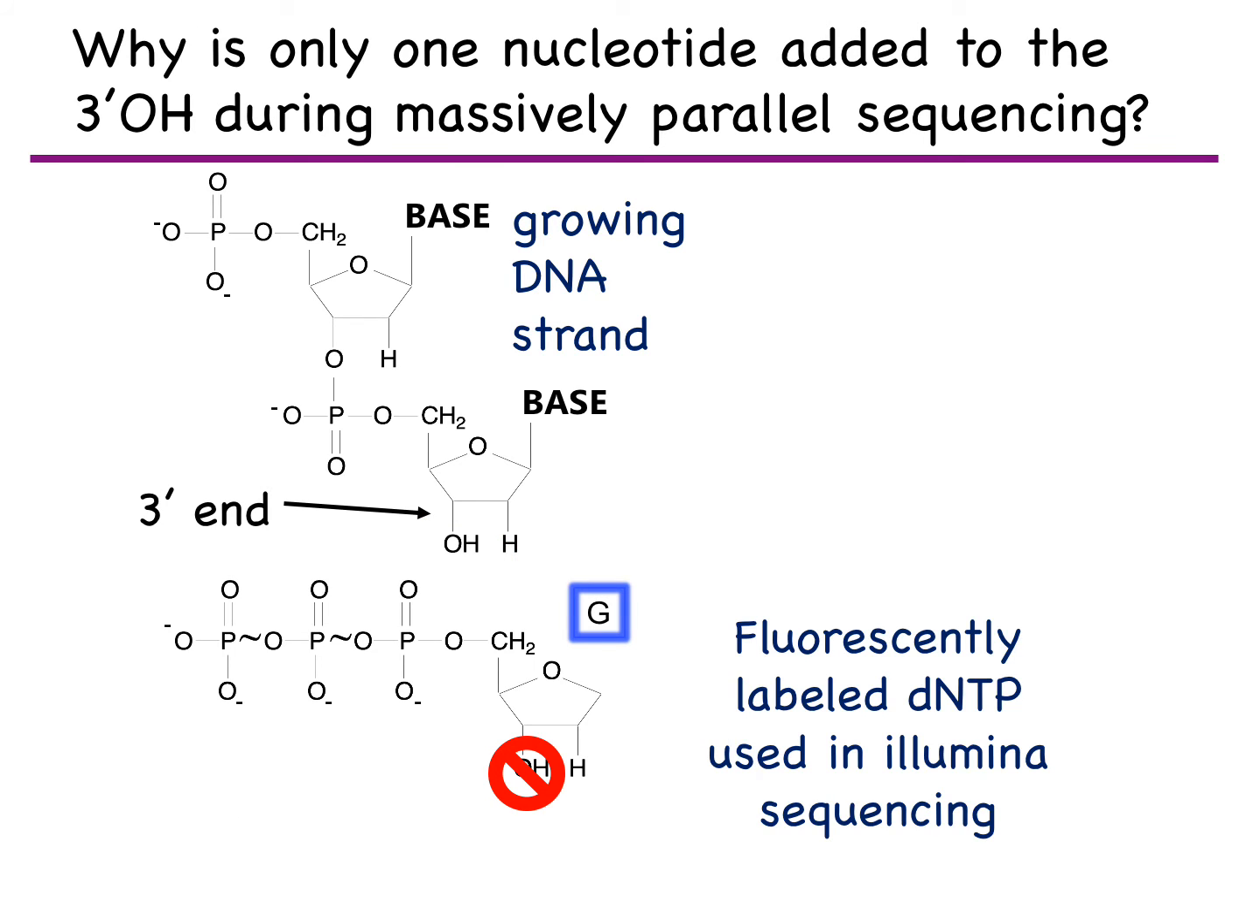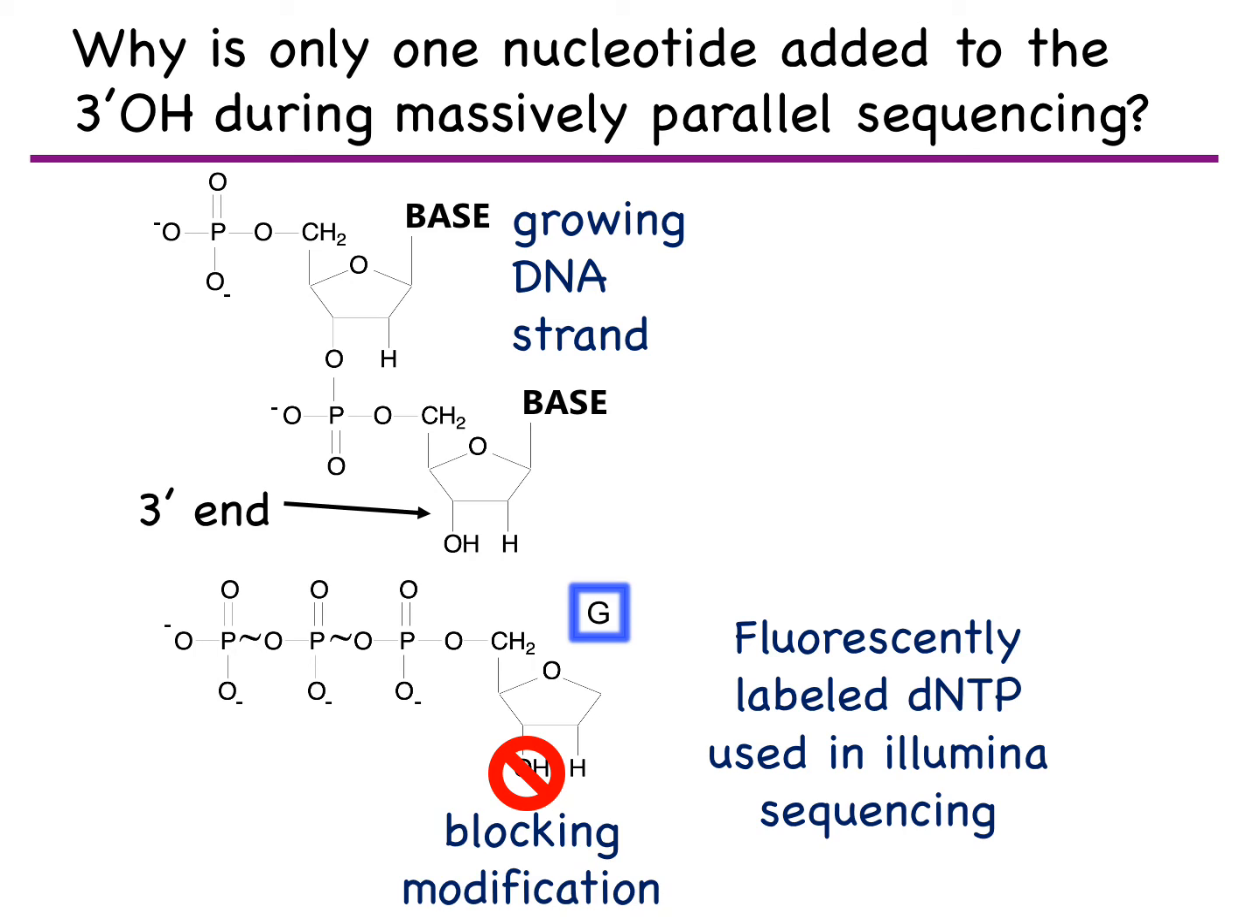So here's this fluorescently labeled G that would normally come in here and be added by DNA polymerase. But one of the things that distinguishes the nucleotides used during massively parallel sequencing is that the OH group has a blocking modification on it. So it has an OH there, but there's a chemical addition to that OH which prevents another nucleotide from adding to that position.